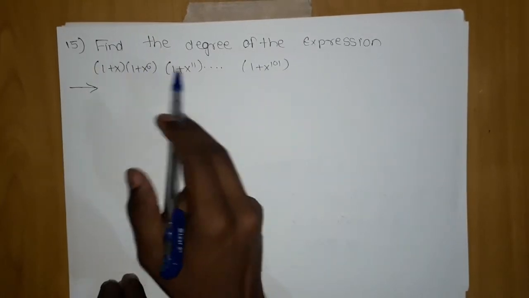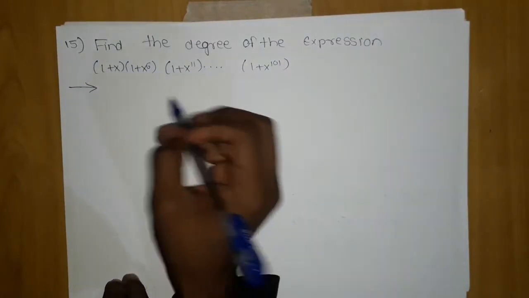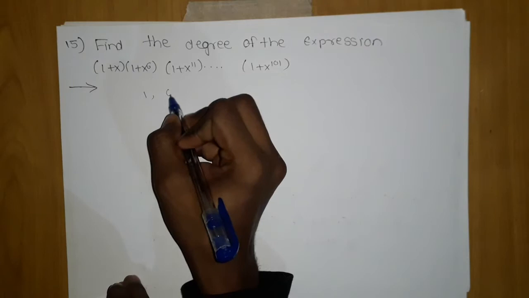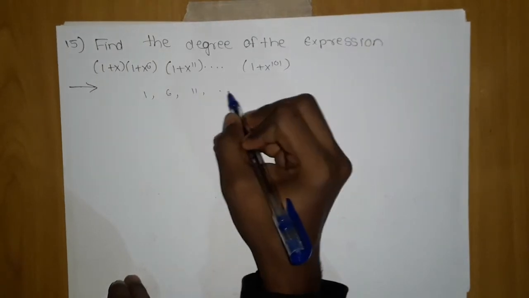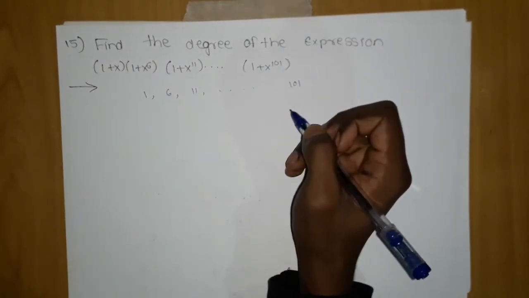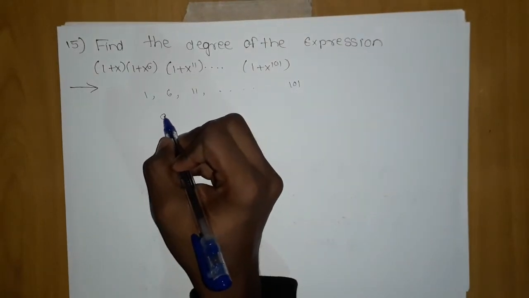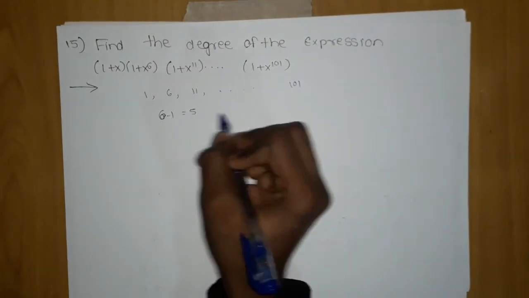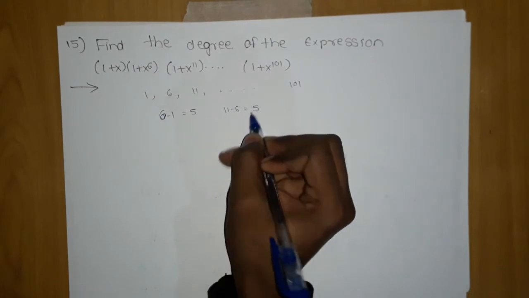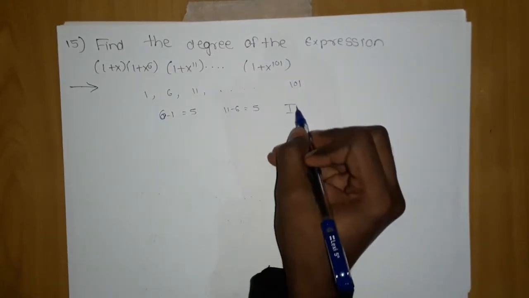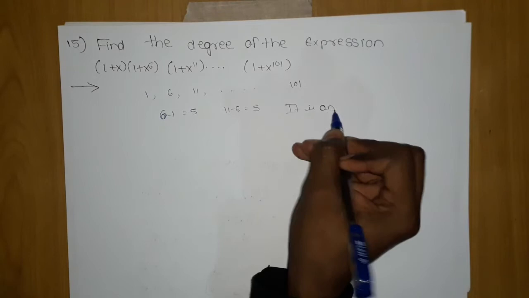1, 6, 11, and the last is 101. So I got an idea. Now let's check whether they are in AP or not. 6 minus 1 is 5 and 11 minus 6 is also 5. So it is an AP.